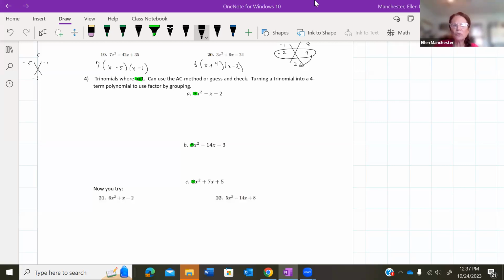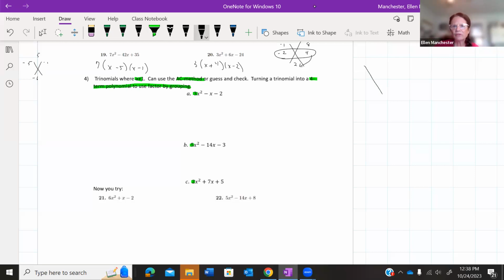So what you're going to do when you're doing the AC method, you're literally multiplying A times C. Okay, this is one technique. You're multiplying A times C. Then you're turning your trinomial into a 4-term polynomial to use factoring by grouping. So we're adding a layer to it. This is going to be the one that has the most layers to it. And we're turning a trinomial into a 4-term polynomial. Okay, so let me show you how that's done.